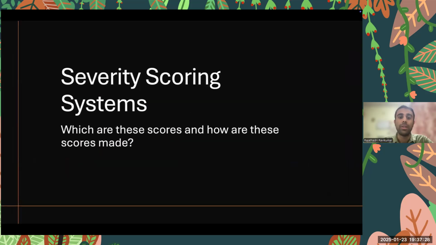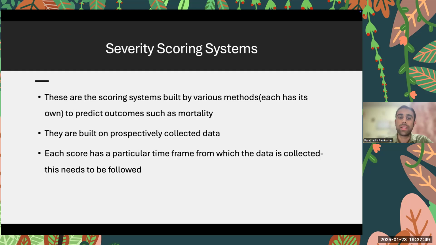Let us first understand what severity scoring systems are available, which are these scores and how are these scores made. I will be more focused on the common scores available. There are many scores available, but which are the common scores which we use, why do we need them and what are their limitations. The scoring systems are built by various methods. We will understand over the course of the discussion the methods to predict outcomes such as mortality.